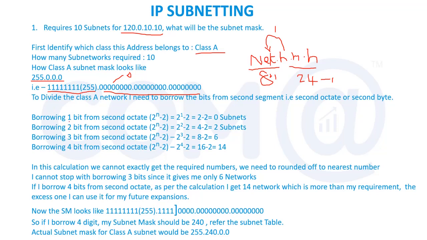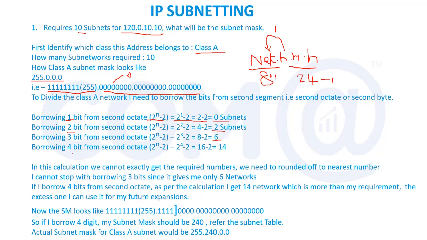Starting with borrowing 1 bit, as we already discussed, there is nothing I can do with that, because it is a zero subnet. Borrowing 2 bits, the calculation is 2 power n minus 2, so 4 minus 2 gives 2 subnets. That is also not sufficient. Borrowing 3 bits, I will get 6 subnets. The expectation is 10 subnets. Did I meet it? No, I'm less than the required number.